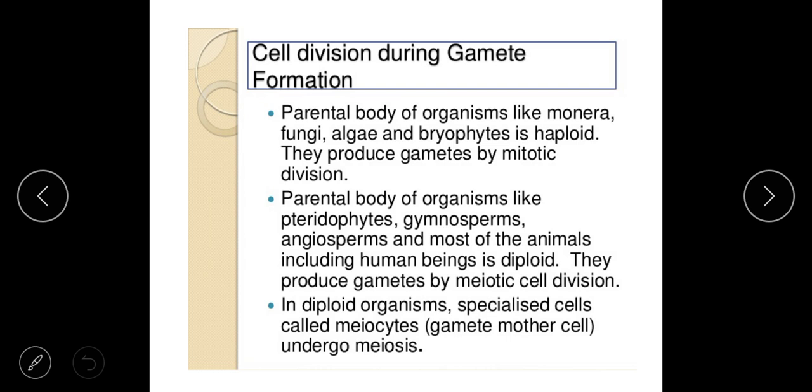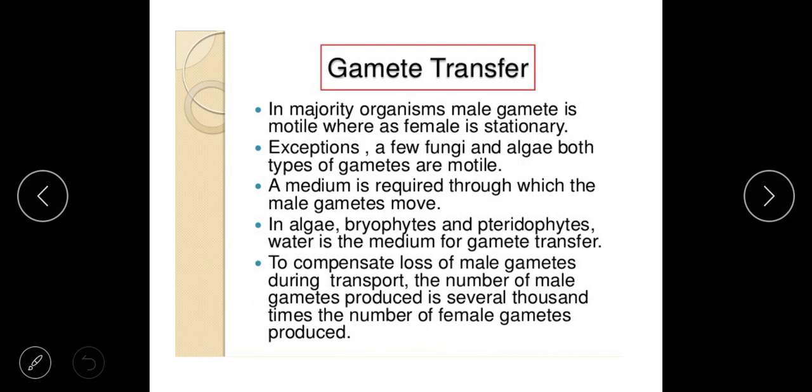Like in human beings, the total chromosome number is 46. This is called 2n. We call this condition diploid. And these diploid cells, when they divide by meiosis, result in the formation of haploid cells. We denote them by n, and these cells have 23 chromosomes. The cells which divide by meiosis are called gamete mother cells, or we also call them meiocytes. I'm putting emphasis on the term meiocyte. Sometimes the children get confused in this term. Please note it down.